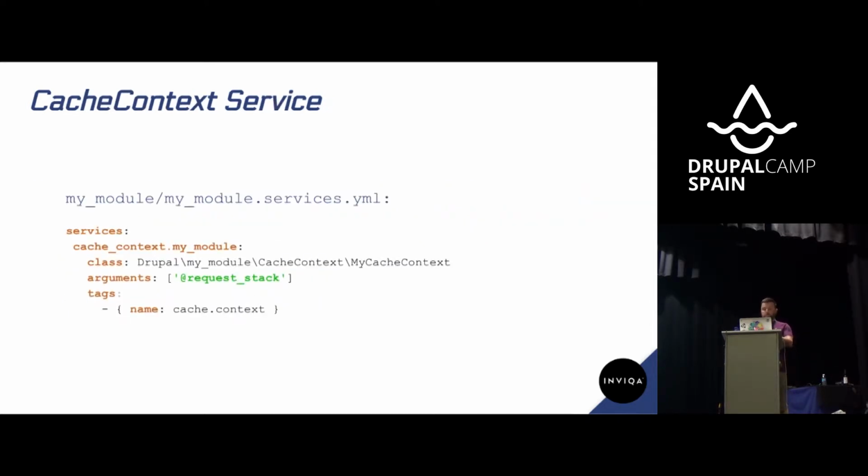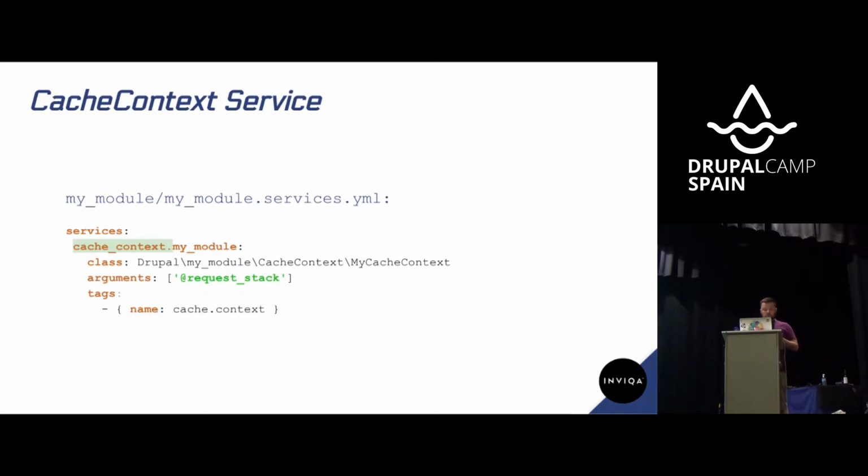So the service definition is quite straightforward. We just have a YAML file that contains the name of your cache context, the class that it points to, and some optional arguments. The tags is an important one because it has to be there in order for the cache context to work correctly. The thing to pay attention to is the prefix of cache_context dot. It's a thing, I don't know why exactly, but every cache context service in Drupal 8 has to be prefixed with this prefix. Otherwise, it doesn't work.